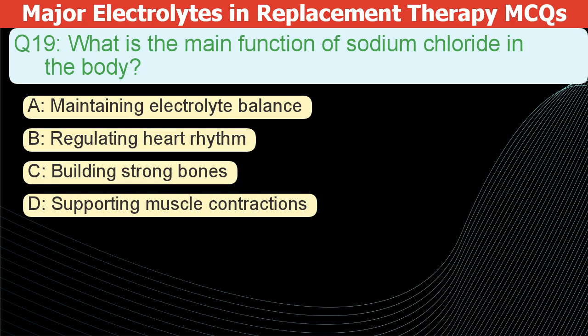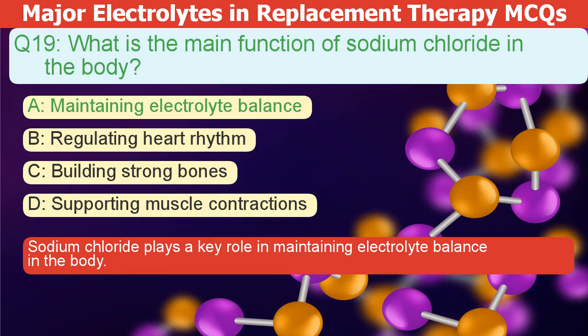What is the main function of sodium chloride in the body? A. Maintaining electrolyte balance. B. Regulating heart rhythm. C. Building strong bones. D. Supporting muscle contractions. The correct answer is A. Sodium chloride plays a key role in maintaining electrolyte balance in the body.